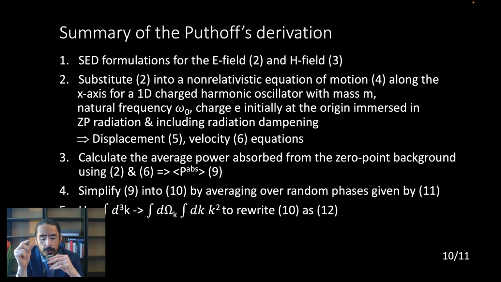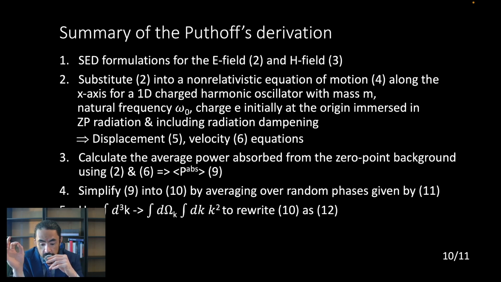So this gives us the first formulation of the average power absorbed from the zero-point background, and that is equation 9. So most of the subsequent steps are going to be simplifying and manipulating this expectation value for the absorbed power from the zero-point background, which first shows up as equation 9 in the paper. Step 4, we simplify equation 9 into equation 10. We're just changing the forms of it. I'm not showing it right now because we're going to go into the paper in a little more depth momentarily. We simplify equation 9 into equation 10 by averaging over random phases, which are given by equation 11. So step 4 is a simplification step.